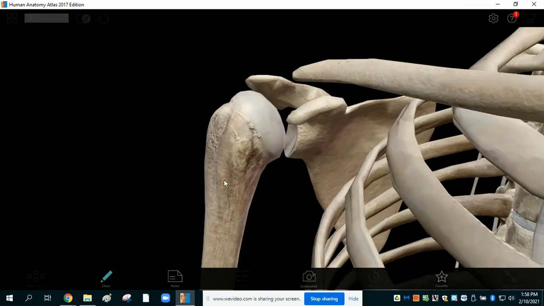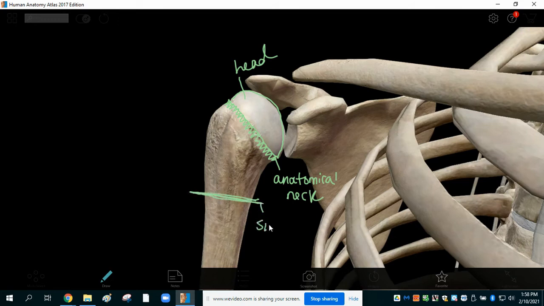And as I get closer, the head of the humerus is very obvious in this atlas. It's going to be here, and it's almost as if they've covered it with articular cartilage. So that's the head. The anatomical neck is going to be right where the cartilage ends. And remember, we call it the anatomical neck because this area here is the surgical neck. A lot of times people break the humerus right in this vicinity.